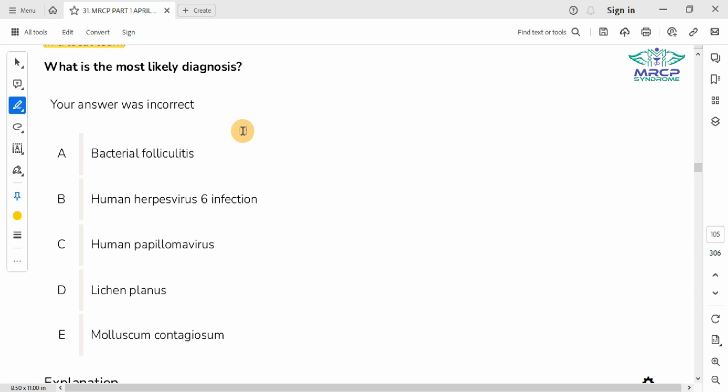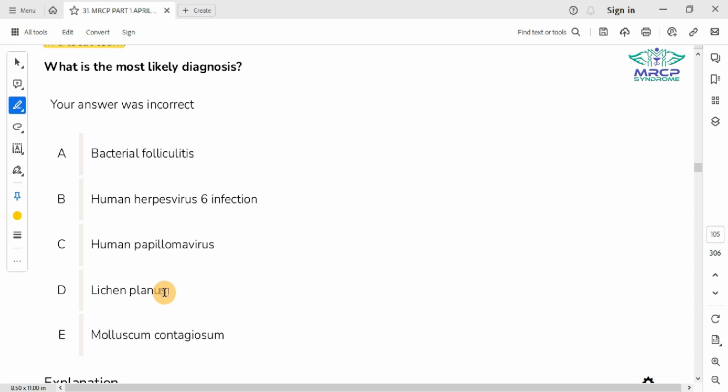And human herpes virus infection, this is related to which condition? Kaposi's sarcoma. Kaposi's is related to human herpes virus 8. And human papilloma virus has most probably strains 16, 18, 31, 33. They are related to cervical, anogenital, and esophageal cancer.